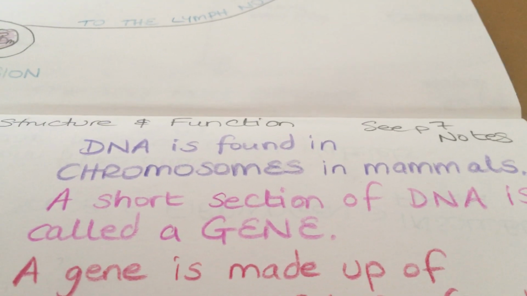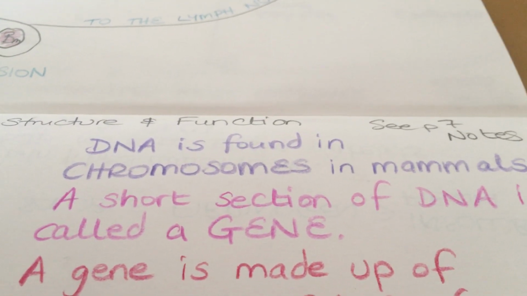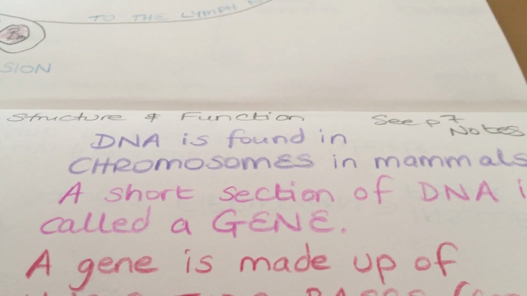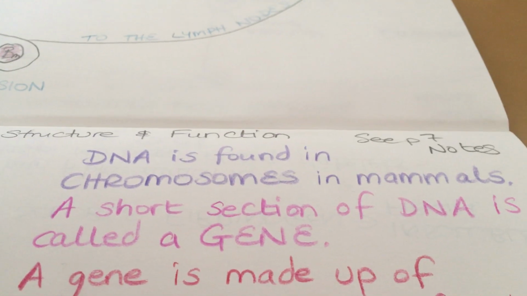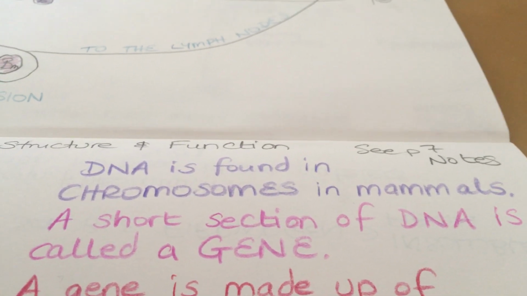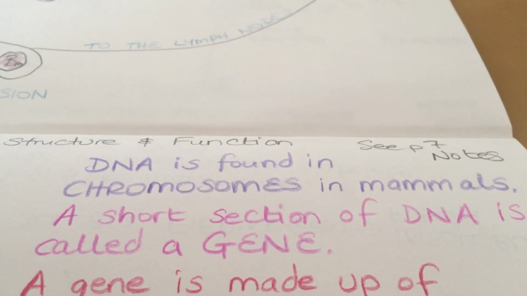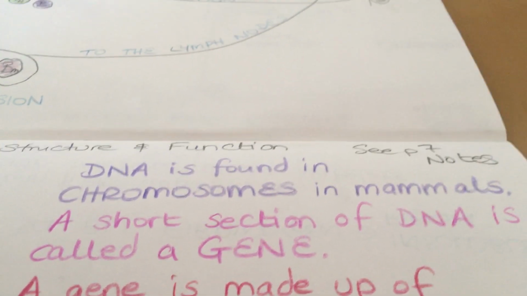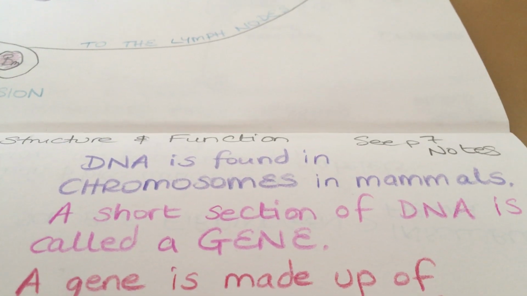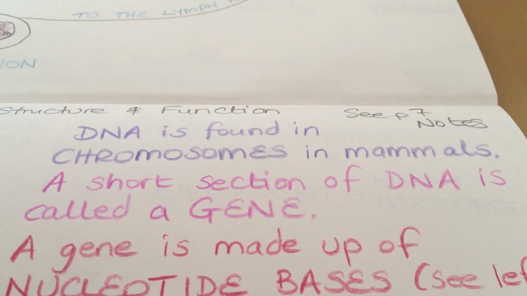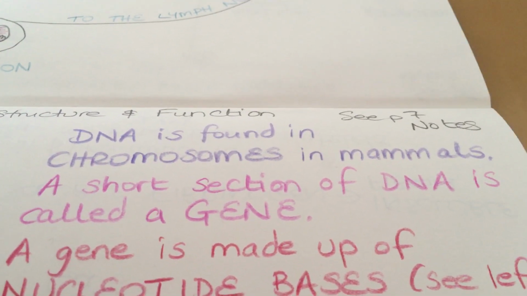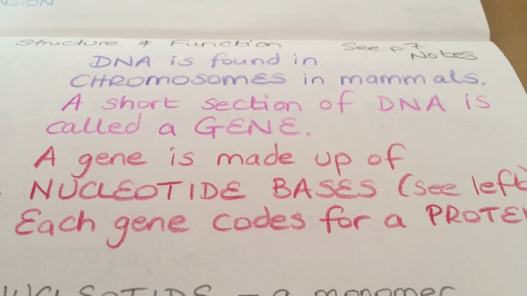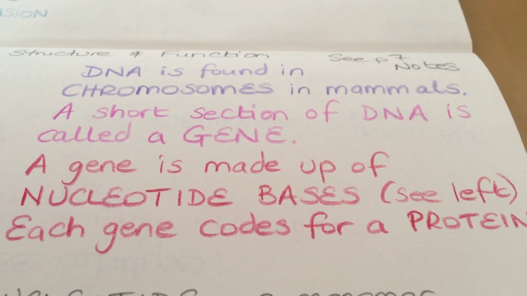So DNA is the molecule, it falls under the category of biological molecules. And a chromosome is a way of packaging some DNA. Of course, in humans, we have 23 pairs of chromosomes in normal body cells, but different animals have different numbers of chromosomes and different numbers of pairs of chromosomes. So a short section of DNA within a chromosome is called a gene.